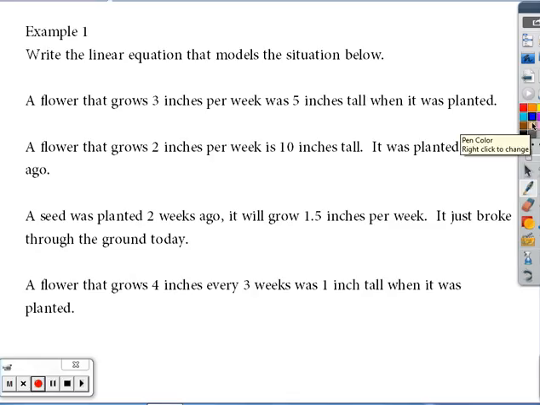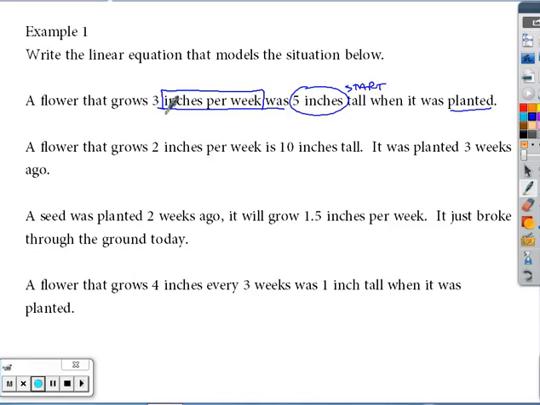A flower that grows 3 inches per week, all right, so that's a key idea here, was 5 inches tall when it was planted. So when it was planted would be your starting value. And this right here, 3 inches per week. So the inches per week is the key part because that is the rate. All right, anytime we're comparing two units like that, that's a rate. So that tells us what our growth is, our slope. So this equation here would say y equals 3x plus 5.